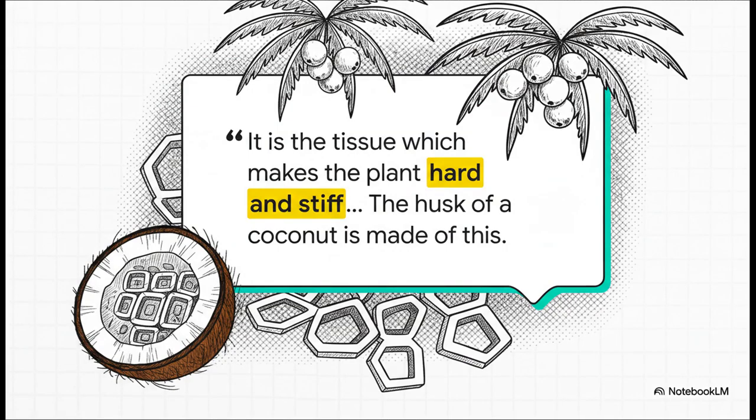And speaking of hardness, the perfect example of sclerenchyma in action is the husk of a coconut. You know how tough and fibrous that stuff is? That is all sclerenchyma tissue. It's basically a natural fortress of dead, thick-walled cells built to protect the seed inside. It's an incredible display of this tissue's strength.